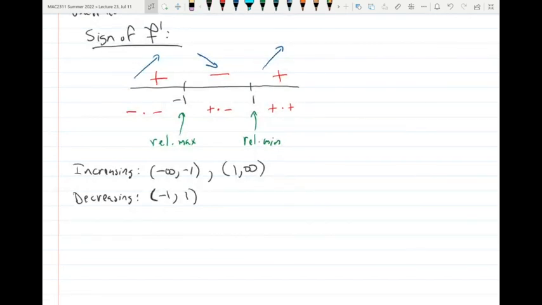Okay, so that's that, and then relative extrema. So we found a relative max. Where?